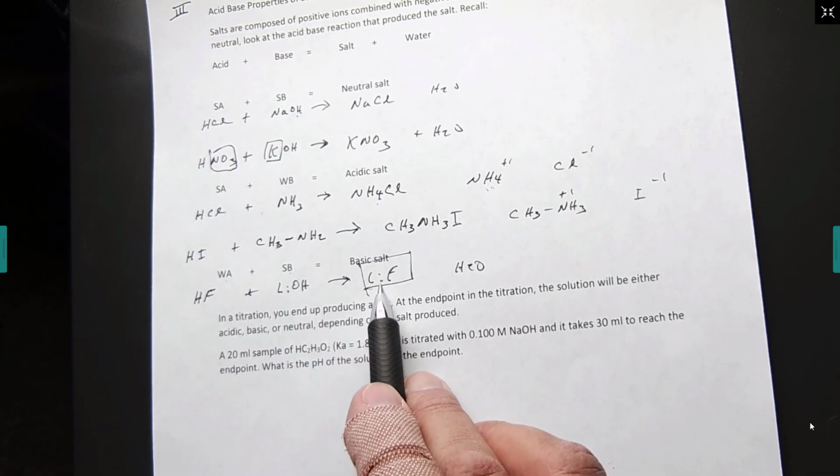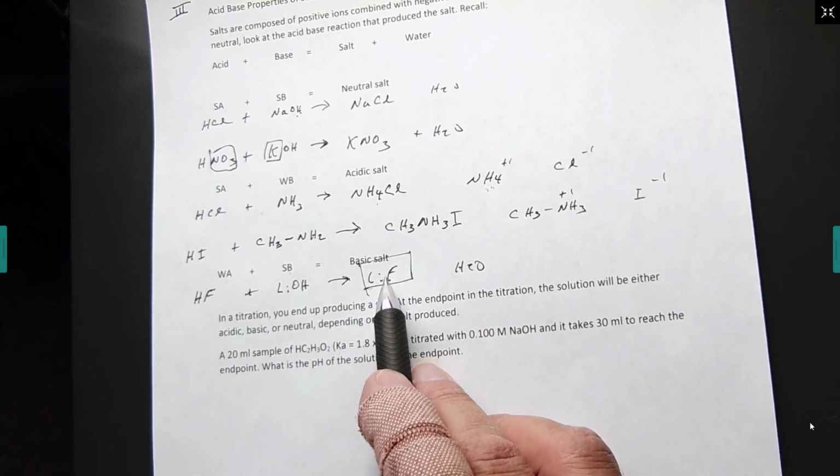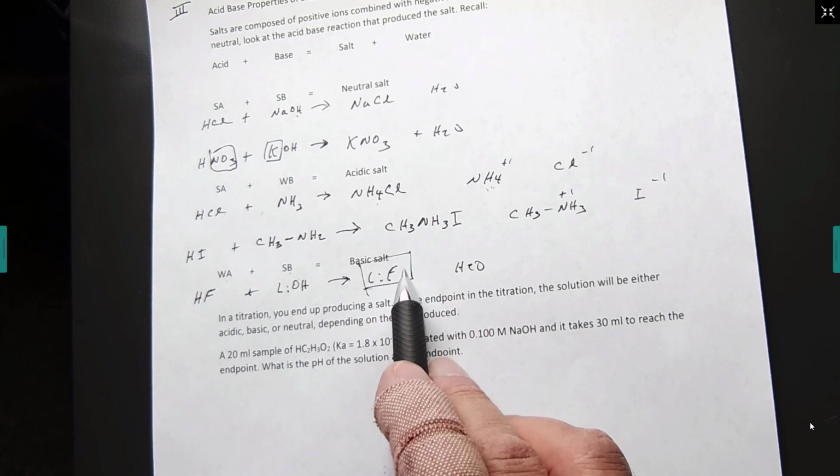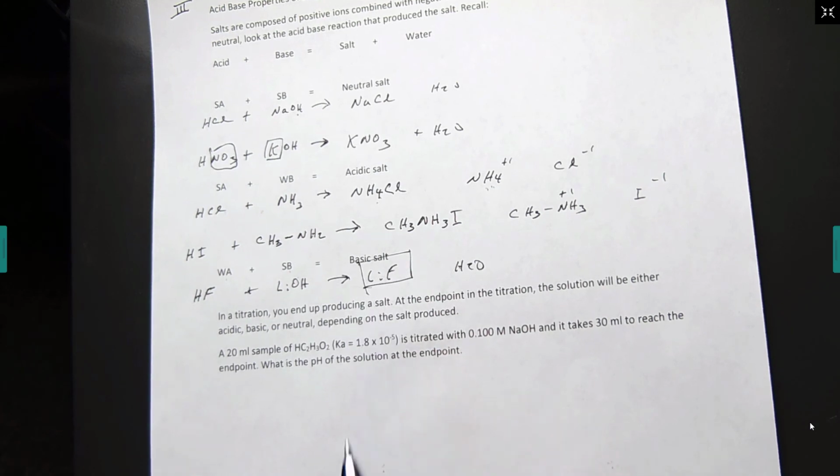If you drop this stuff into water, it's going to dissociate, and it turns out fluoride ion is kind of basic. So it will raise the pH of the solution. Bases will, of course, make the pH go up. Acids make the pH go down. So that's a quick look at acid-base properties of salts.